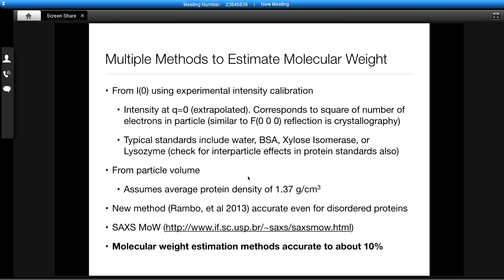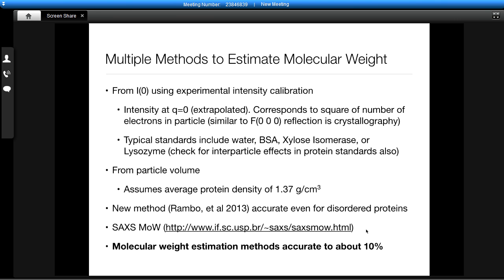Actually last year, a new method came up by Rob Rambo and John Tainer. They found that it was accurate even for disordered proteins, and so that's a great tool. Actually, I find that it's at least as accurate as the particle volume method for regular globular proteins, not just unfolded proteins. There's another method called SAXS-MoW that uses calibration with the Protein Data Bank. They have a little Java applet online that you can run your data with, and it'll give you a pretty decent estimate of your molecular weight as well. So there's multiple avenues to get your molecular weight.